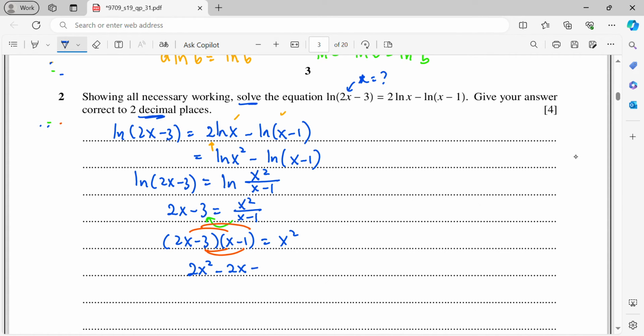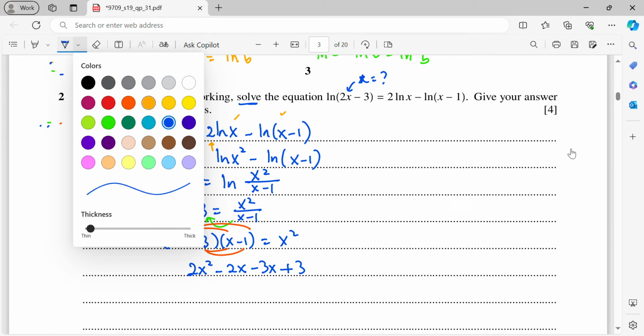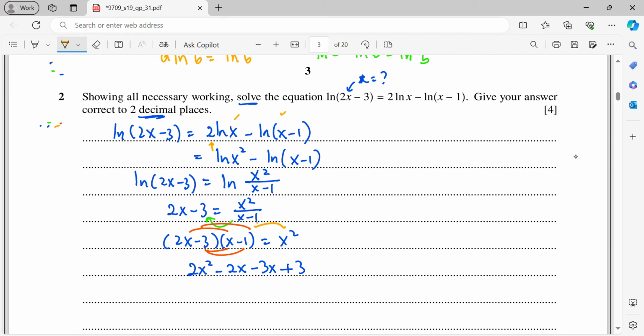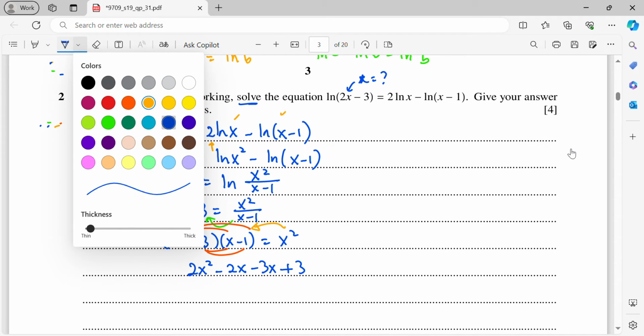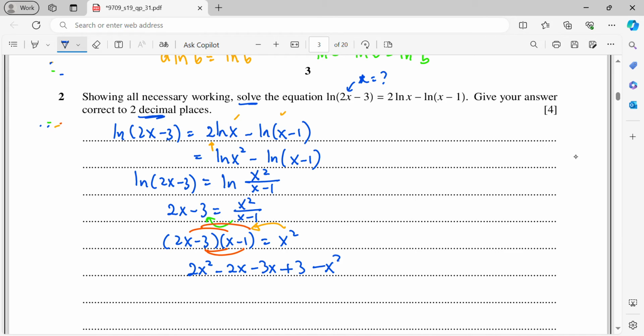Minus 3 times x, you get negative 2x. Minus 3 times minus 1, that is plus 3. And don't forget, you have an x squared on the right side, so move it to the left side. Then I will be getting minus x squared, then equals 0. Now here, I will simplify this to get a quadratic equation.